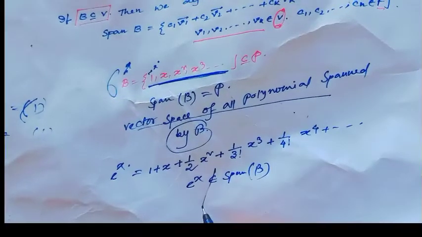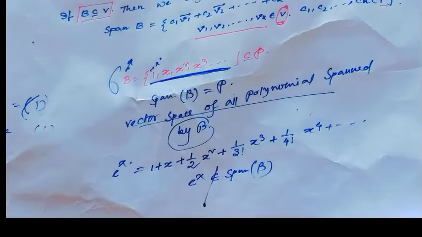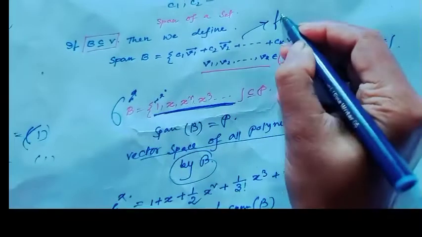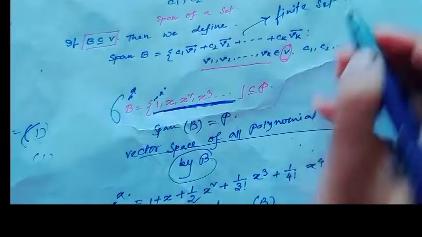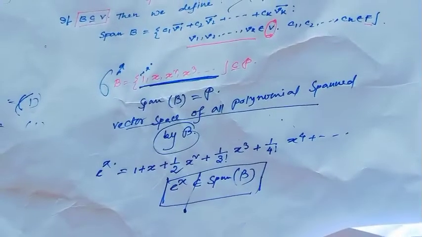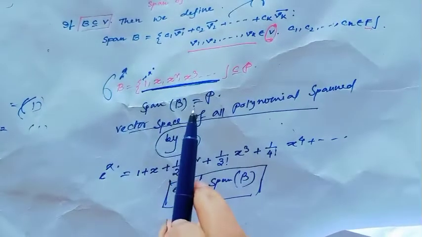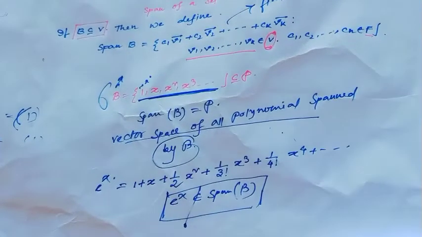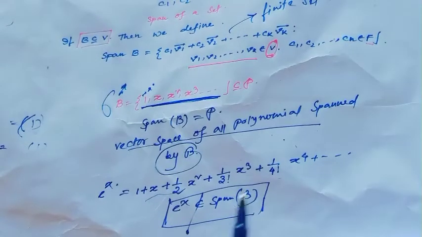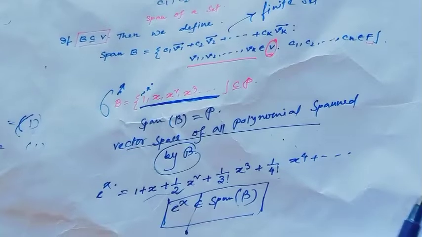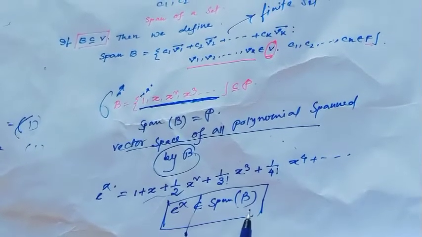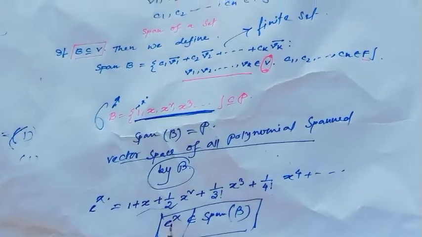No, because a spanning set is always a linear combination of a finite set. Have you understood? This is all finite linear combinations. So e to the power x does not belong to the span of the set B, because the span of a set is always a finite linear combination. But here notice the linear combination of powers of x is going on forever. So we cannot say e to the power x is a member of the span of B. Have you understood this concept?